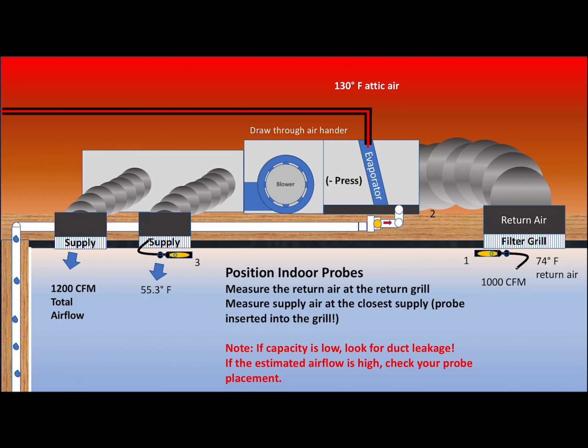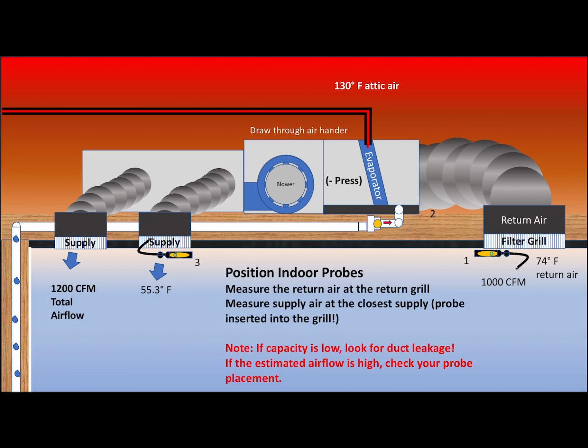And you can see that probe number 3 on the supply register, it's showing that probe up in the register because we want to make sure that it's seeing the actual temperature of the air and not getting what's called an entrained air temperature. I'll show you on a slide coming up here. But if your capacity is low, you need to look for duct leakage. We see that quite a bit because we are testing from inlet to outlet.